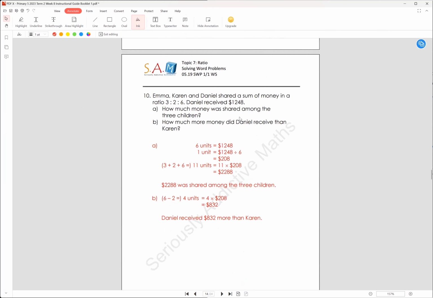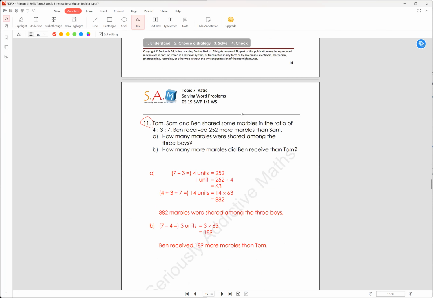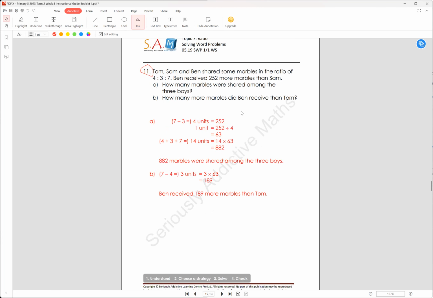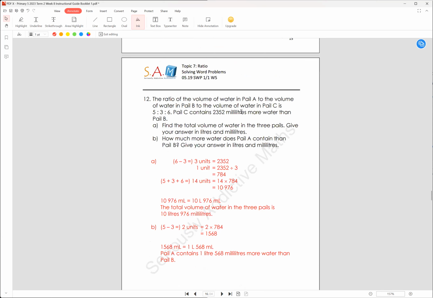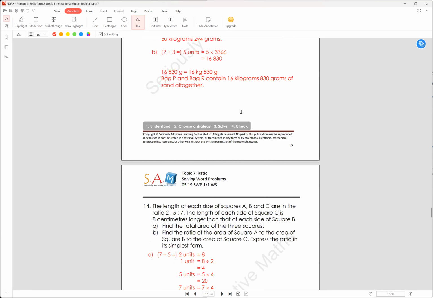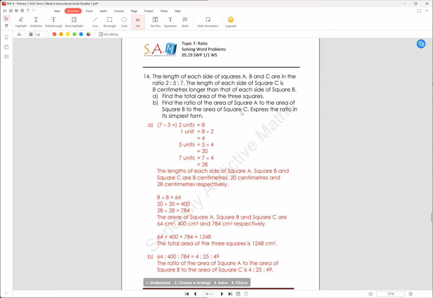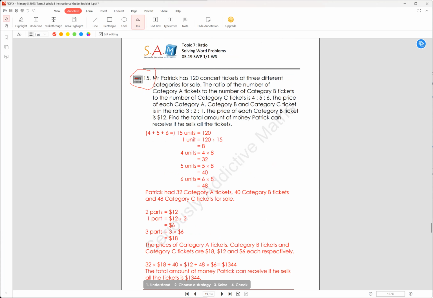And then we skip to some questions further down, which I think they can try doing on their own. They can draw the bar model, to see whether they're able to draw a bar model on their own. Okay, number 11. Some other questions that I would need you to demonstrate to them would be questions like this one here, which is a 2-part question.